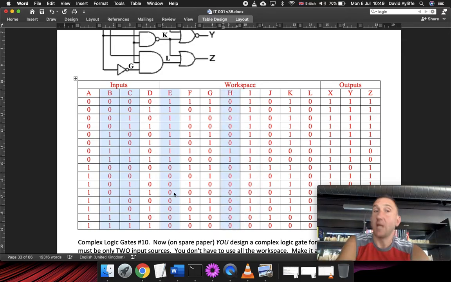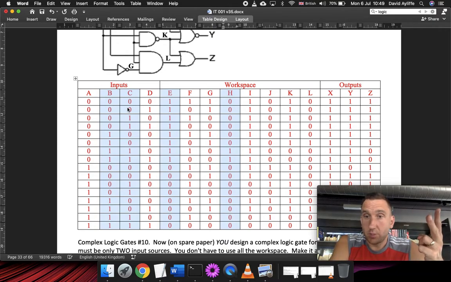Okay, so even though it's 3 inputs, the same logic holds. They all need to be positive to get positive output. So if 2 of them are positive and 1's negative, negative output. If 1 of them is positive and 2 of them are negative, negative output. If they're all negative, negative output. Okay, they all need to be positive. All the inputs need to be positive to get positive output.